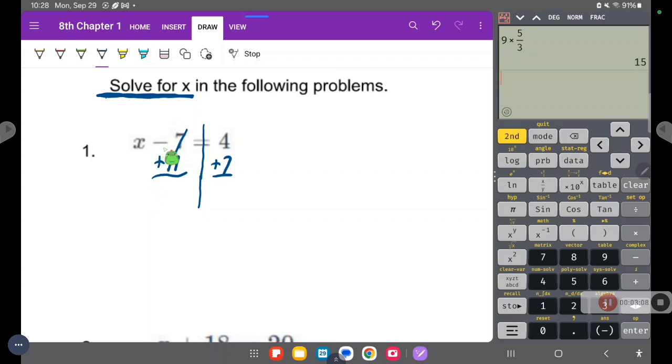Yeah, let's do this first. Bring down the x. Bring down the equals. And then what's 4 plus 7? 11 is correct. Good job. Okay. Are there any questions on that?